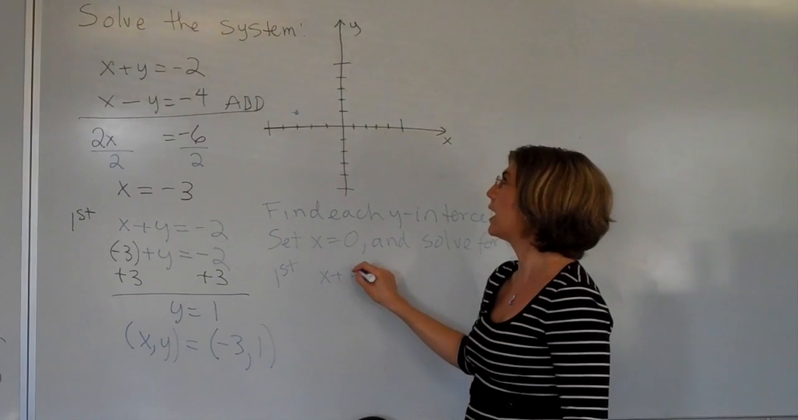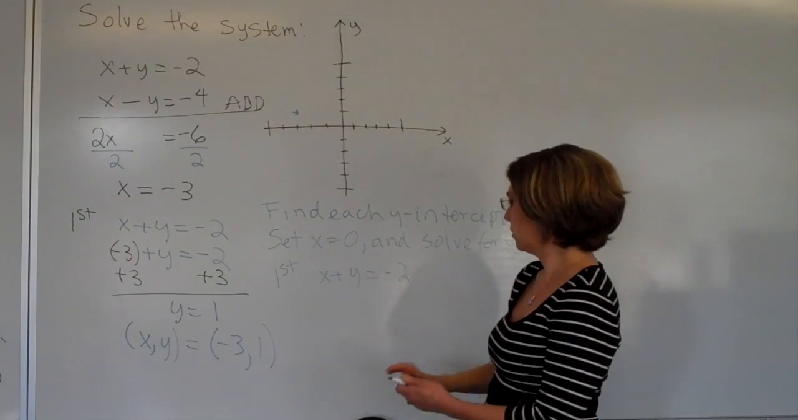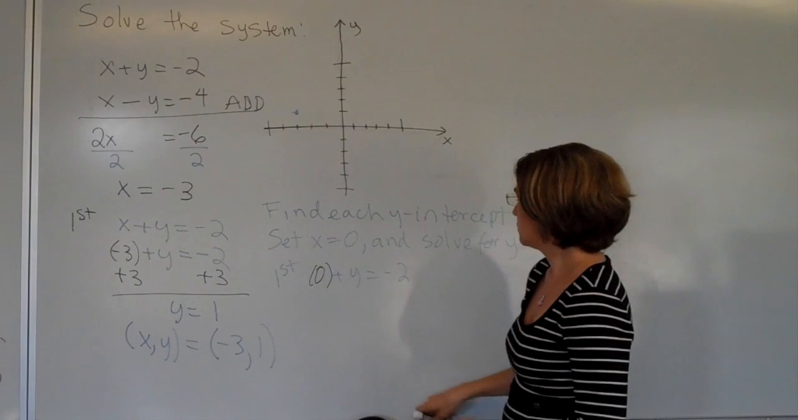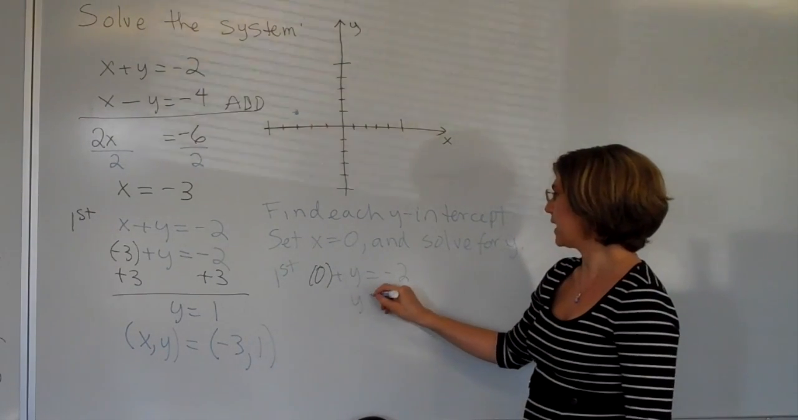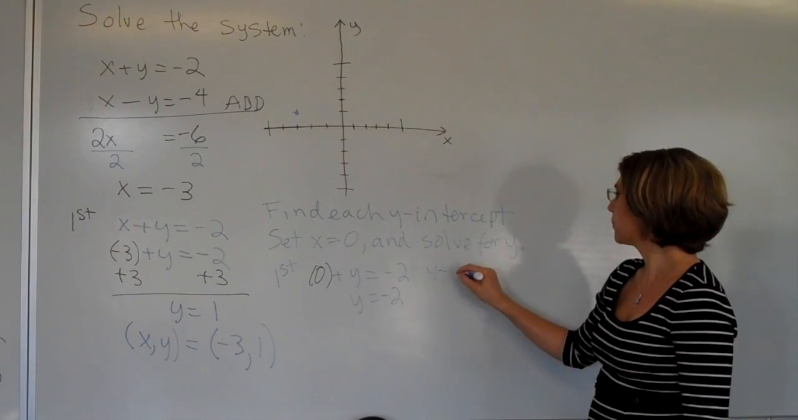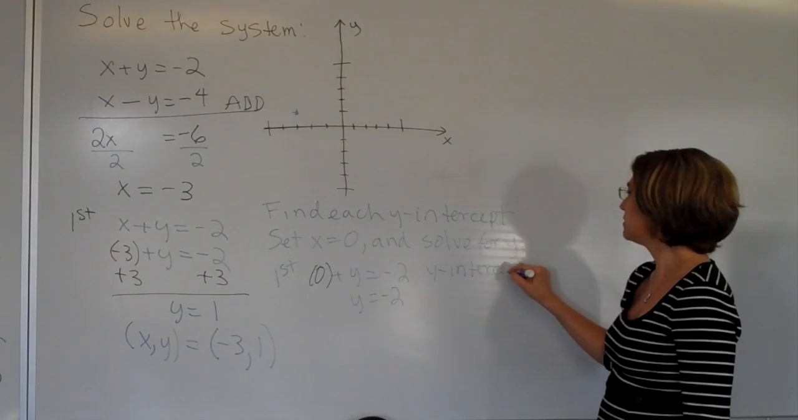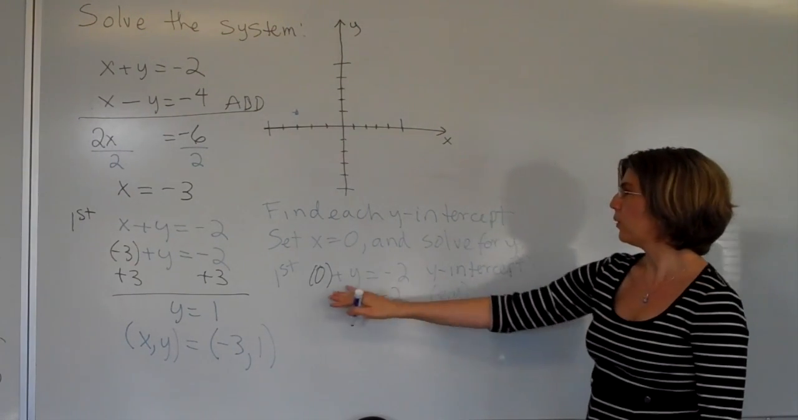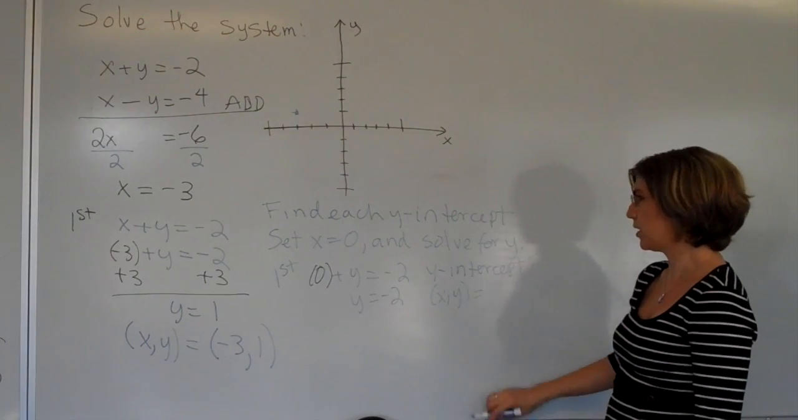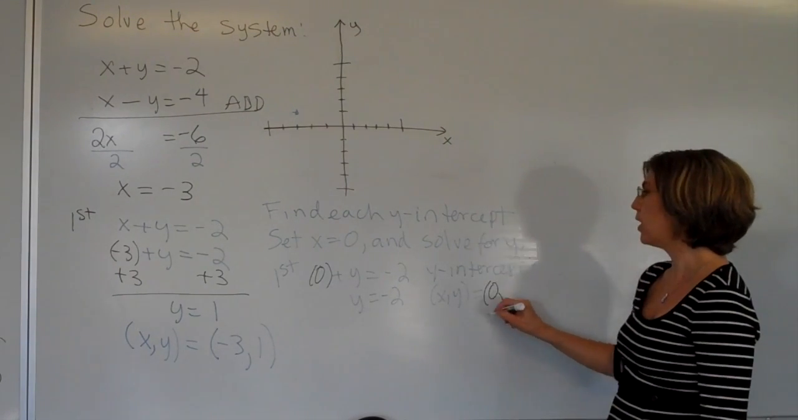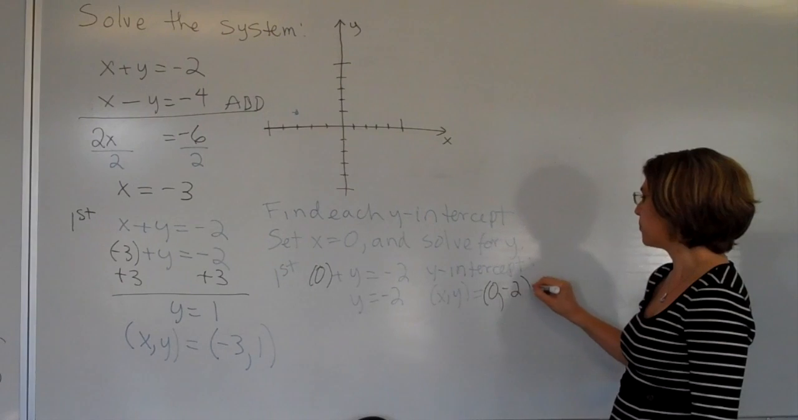x plus y equals negative 2. We let x be 0. Then we get y is negative 2. So our intercept for the first line is, remember it's always an x and then a y. We let x be 0, so the x coordinate here will be 0, and the y is negative 2.